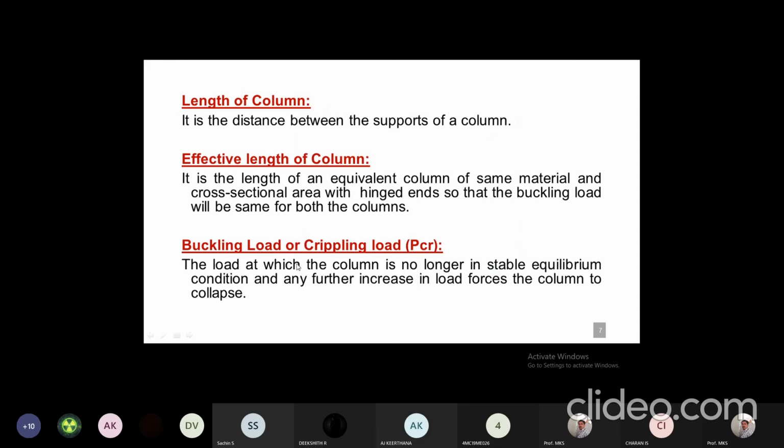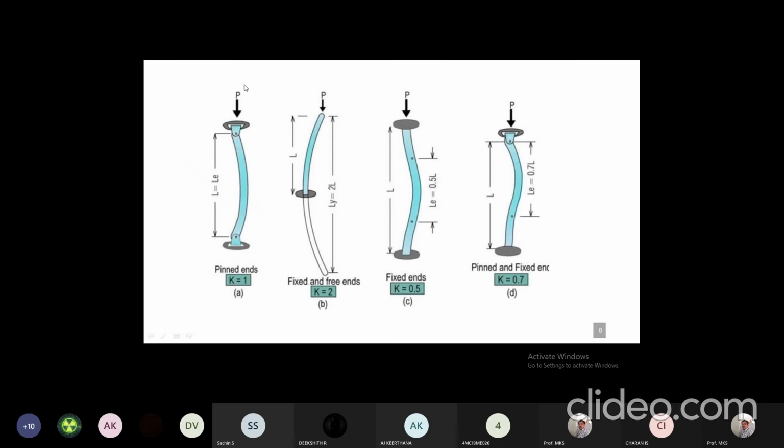Next is buckling load, or crippling load, as we call it. Just a definition for this. Whenever a column is applied with an external force or external load, it is going to bend in a certain manner as the load increases, and the column is going to buckle. Buckle in the sense it is going to have a bending moment. It is not a straight beam, it is going to bend in a certain manner.